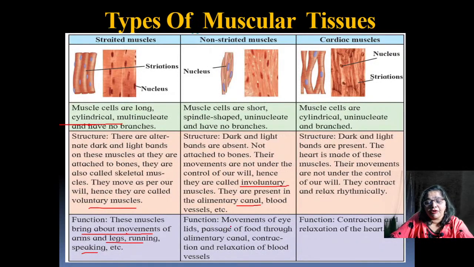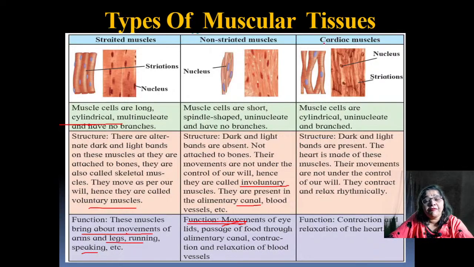The main function of these muscles is movements, for example movements of the eyelids, and the passage of food through the alimentary canal, which we call the rhythmic contraction and relaxation, peristalsis or peristaltic movements. The contraction and relaxation of the blood vessels also is a function of the non-striated muscles.